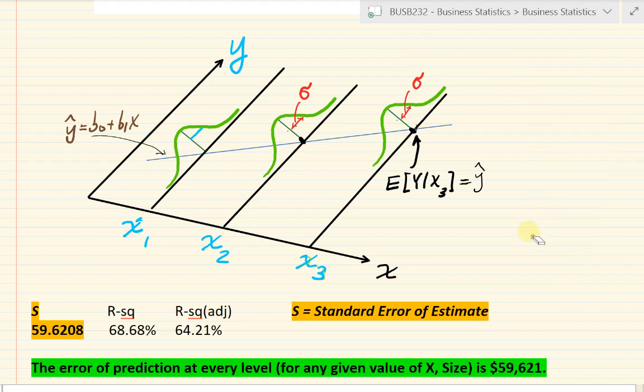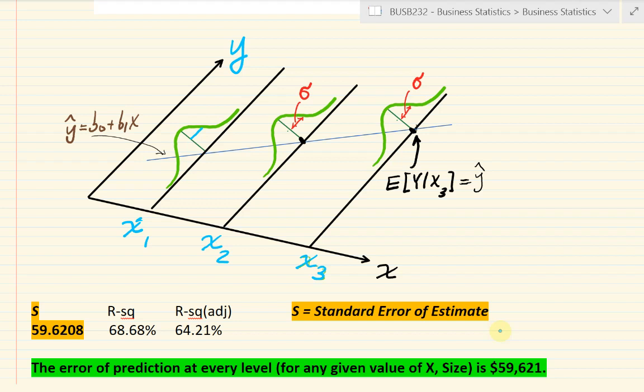And the way I interpret this is that is your give or take. So in other words, any value that you predict for any price of a home for a given size of a house, every one of those predictions at every level could be off by as much as almost $60,000, a fixed amount. So when you predict the price of a house that's 2,000 square feet for this data, you could be off by 60,000.